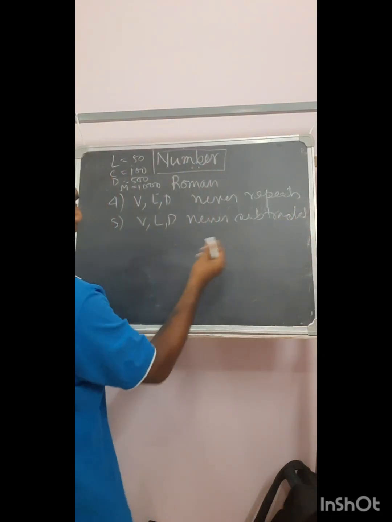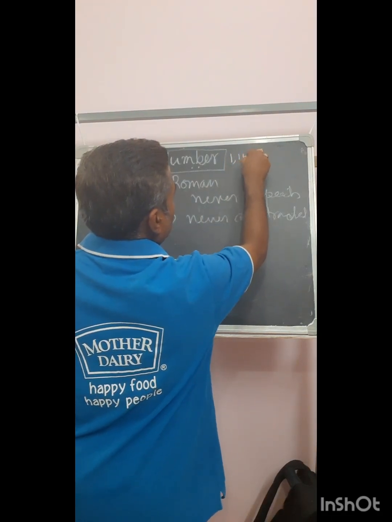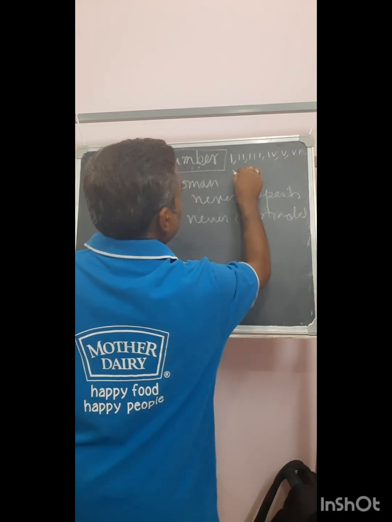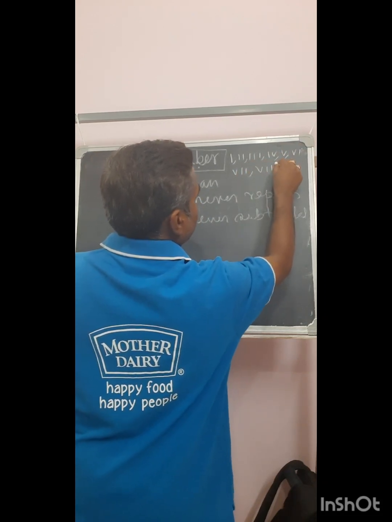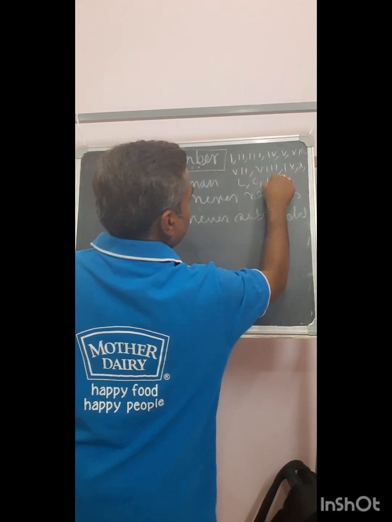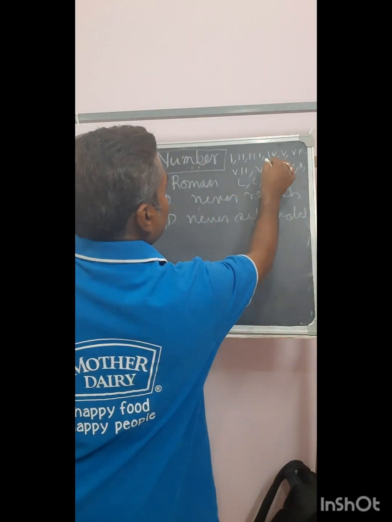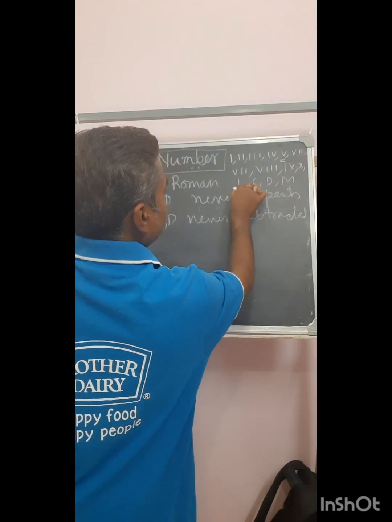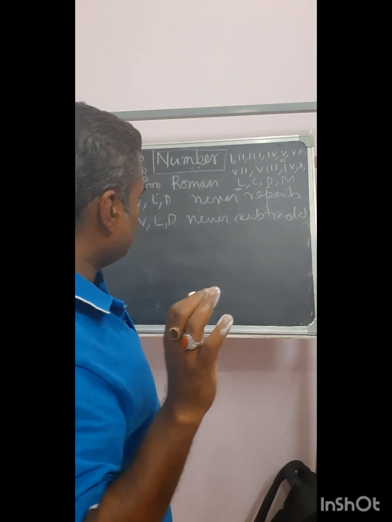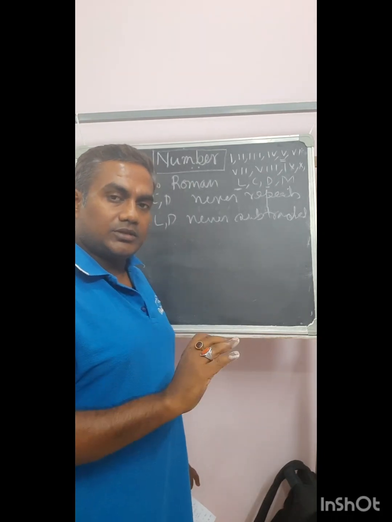Never subtracted means, if I see the hierarchy, it is 1, 2, 3, 4, 5, 6, 7, 8, 9, 10, L, C, D, M. So now it says V, L, D. That means this one and this one are never subtracted. So the subtraction condition will come when it is placed before their higher number.